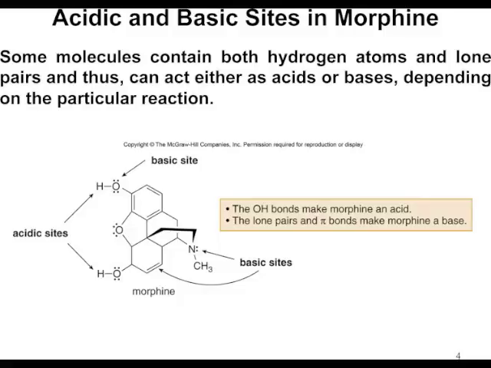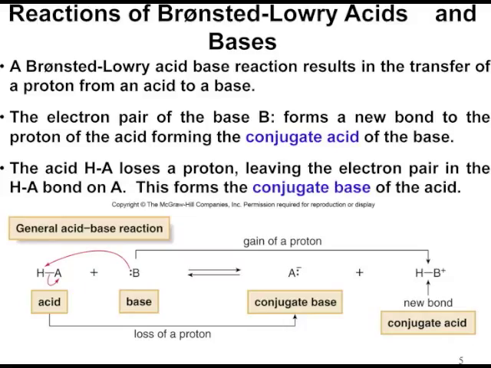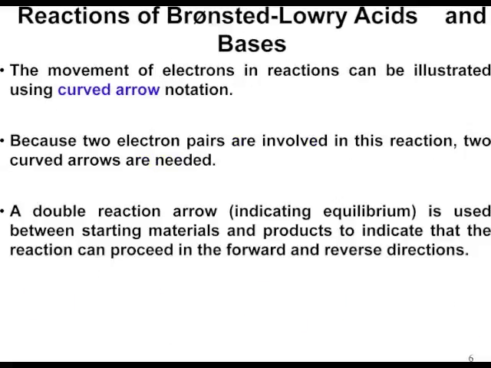Many organic molecules have both basic and acidic sites, and these reactions will be very important in mechanistic chemistry. A Brønsted-Lowry acid-base reaction results always in the transfer of a proton from an acid to a base. That means we have conjugate acid-base pairs.